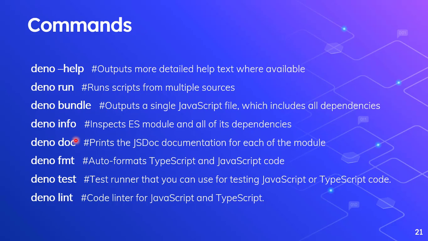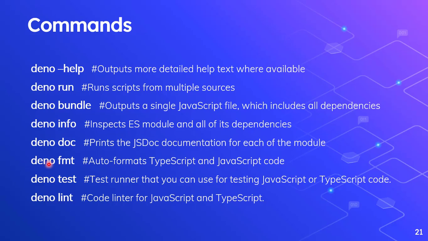Deno info inspects ES modules and all of the dependencies of the specified file. You can say Deno info and the file name. Deno doc means documentation. Whenever you write Deno doc and the file name, it just prints the JSDoc documentation for each of the modules. We'll see that.